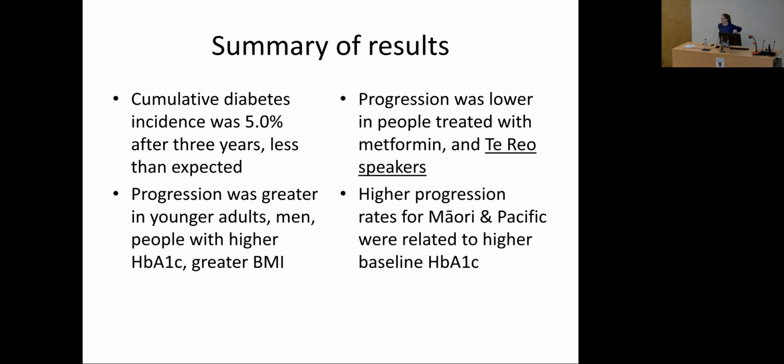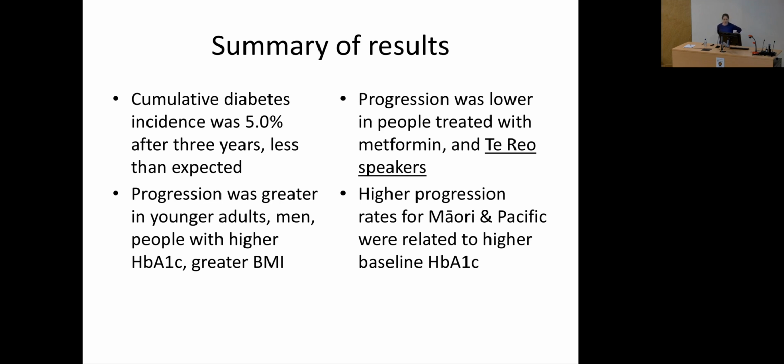The cumulative incidence of diabetes after 3 years for this population was 5%, so about 1 in 20, which was actually less than we expected given the results we'd seen from other trials and other studies. The progression was greater in younger adults, it was greater in men, and it was, as we would expect, much higher in those with a higher HbA1c because they're closer to the threshold of diabetes. It was higher with those with the higher obesity, higher BMI. What was interesting is that progression was actually lower for people who spoke Te Reo, and that was independent of other socioeconomic factors. And it was also lower for people that were treated with metformin.